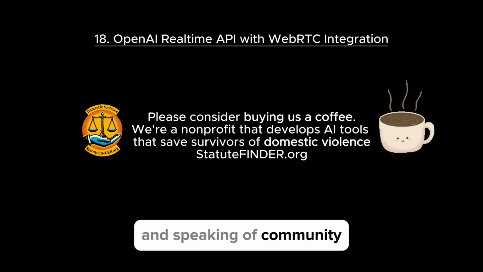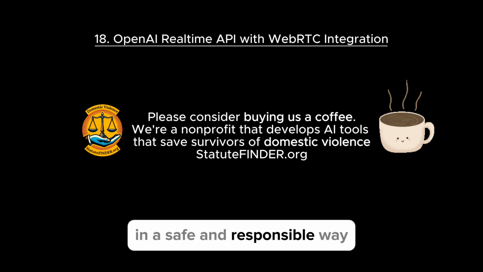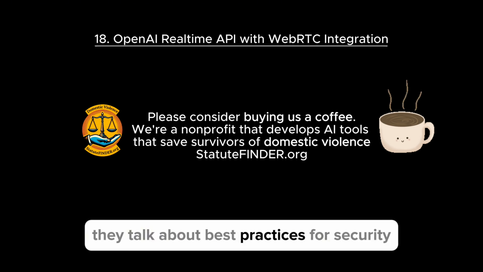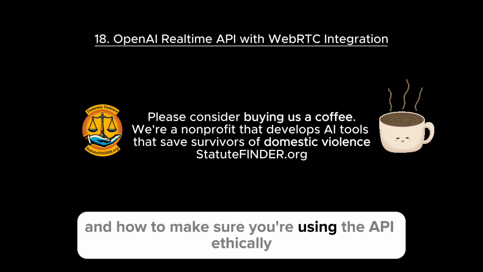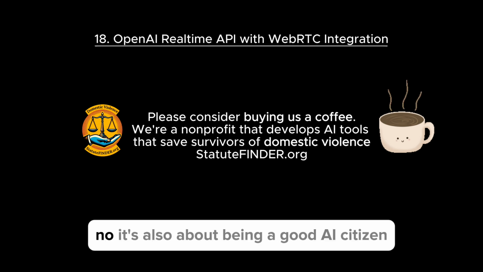And speaking of community, one of the most valuable things the documentation does is show you how to build things in a safe and responsible way. They talk about best practices for security and how to make sure you're using the API ethically. Ah, so it's not just about the technical stuff. No. It's also about being a good AI citizen.